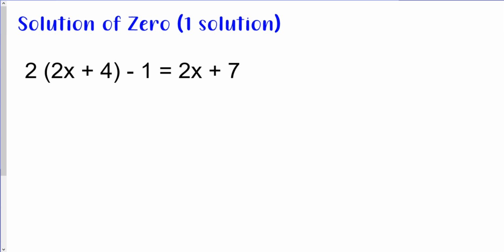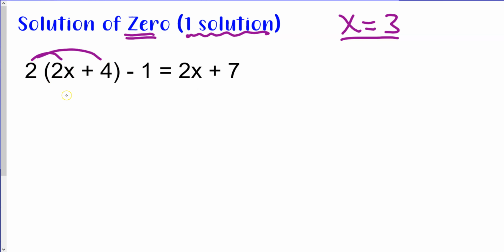And then the last one, people will get confused with a no solution or an infinite solution, and it's not really either of those. It does have a solution, and it just so happens that the solution is equal to 0. Just like if you get an answer of x equals 3, that's one solution. So again, you approach this equation, you start by distributing. 2 times 2x is 4x, plus 2 times 4 is 8, and that's equal to 2x plus 7. You add like terms, 8 minus 1 is 7.